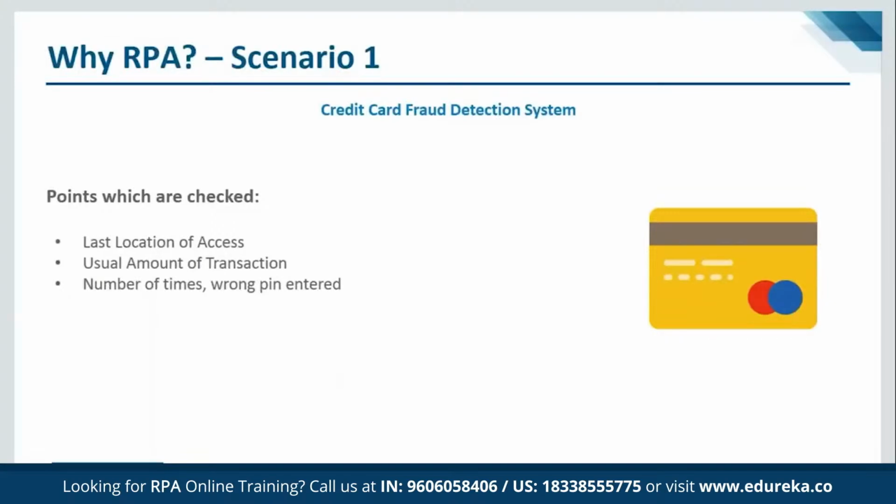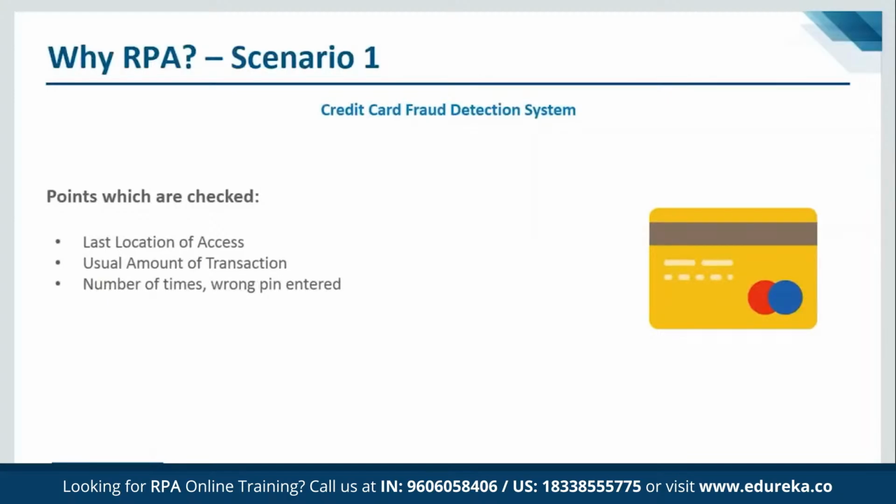For example, the last location of access of your credit card is far away from the location showing in the transaction right now, so it becomes suspicious. Second, the usual amount of transaction: maybe in a month you transact around 20 to 30,000 from your credit card, but suddenly you made a transaction of 500,000. That is a huge number, and that also becomes suspicious.